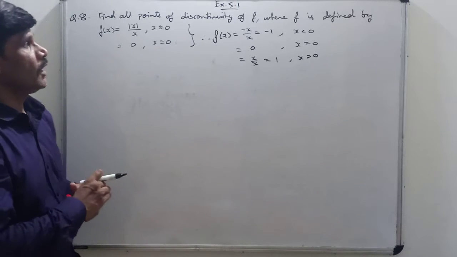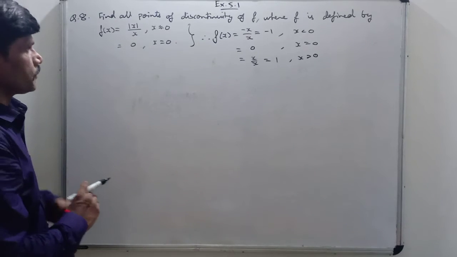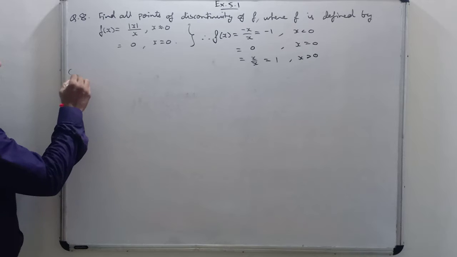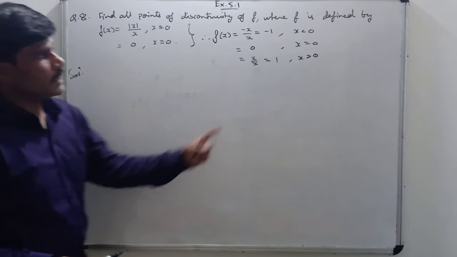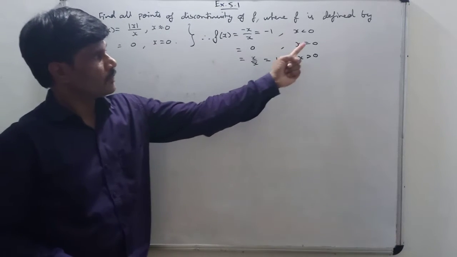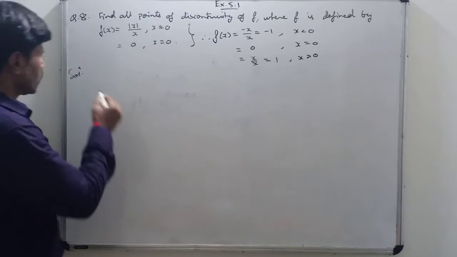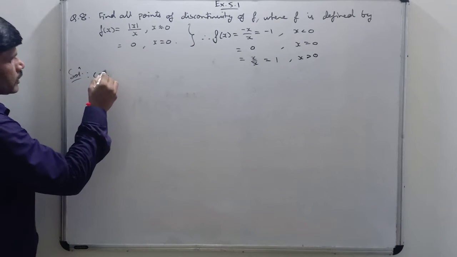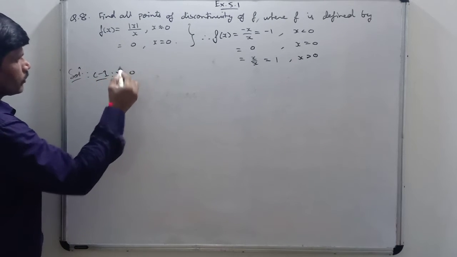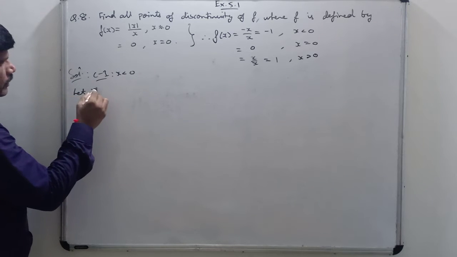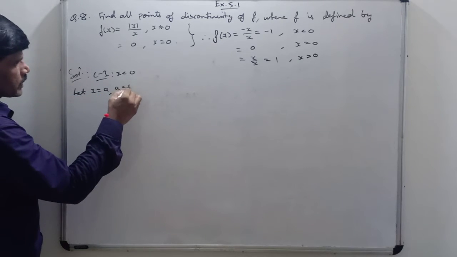We want to check the point of discontinuity. Okay, so we'll start. There will be how many cases? Three: for x less than 0, x equals 0 and x greater than 0. Okay, so case 1 I am writing. Case 1, x is less than 0. Let x equals a, where a is less than 0.